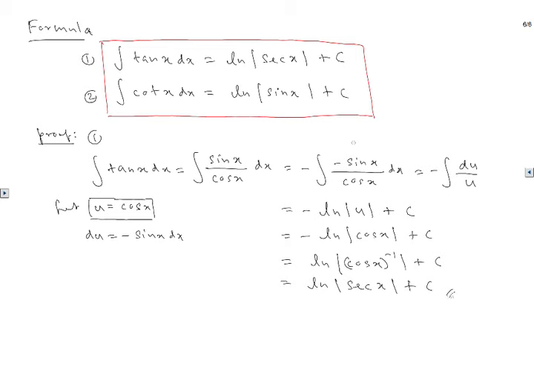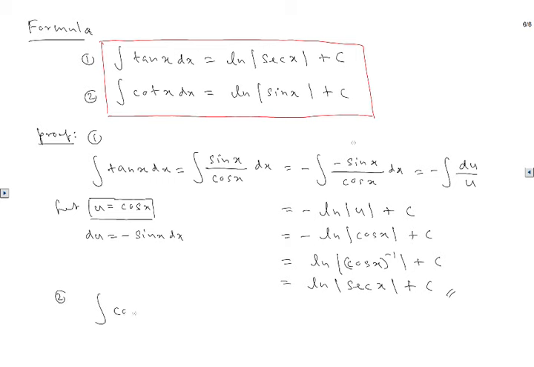So that's what happened, because cosine x to the negative 1 means 1 over cosine, and 1 over cosine means secant. So that's the proof. You can see that it's not that difficult. It just goes along very easily. And similarly, you can prove the second one.